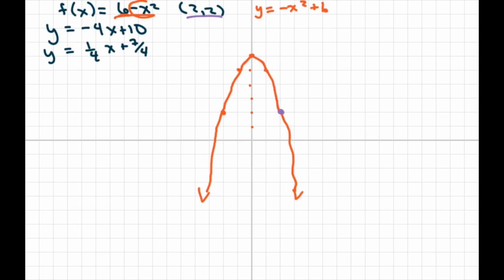So let's look at our tangent line. Our y-intercept is 10, so it's way up here. And the slope is negative 4, so 1, 2, 3, 4, 1. I'm going to try to get more points because it's really hard to graph the tangent line without. So going through these points here, this is supposed to touch right there.